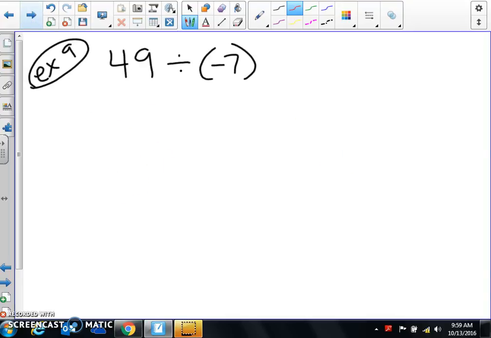And last one. All right, so I have a positive and a negative. So I only have one negative. Therefore, my whole quotient is going to be negative. And then 49 divided by 7 is 7. Okay?